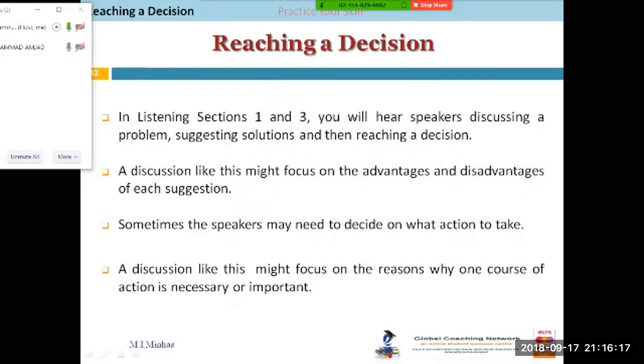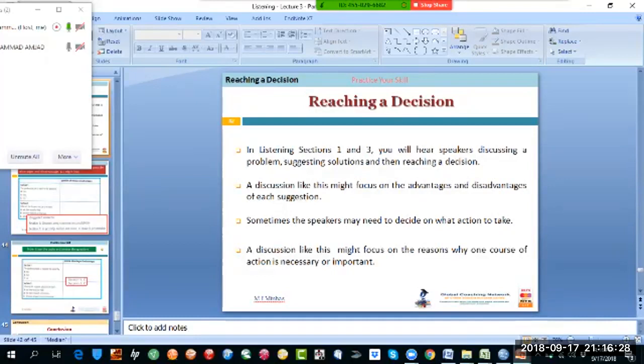Anyway, sometimes speakers may need to decide on what action to take. A discussion like this might focus on the reasons why one course of action is important or necessary.